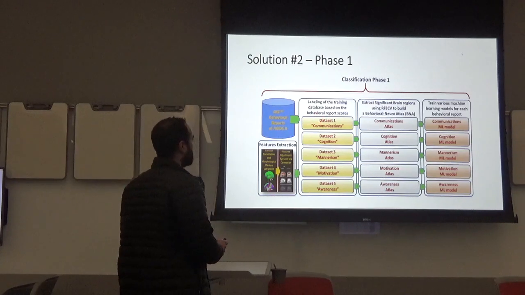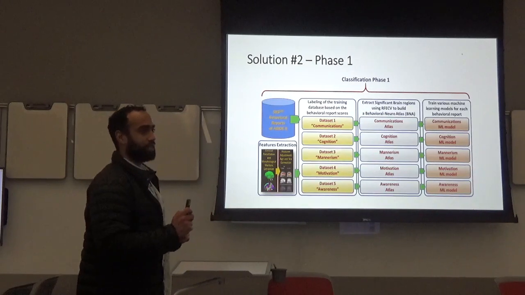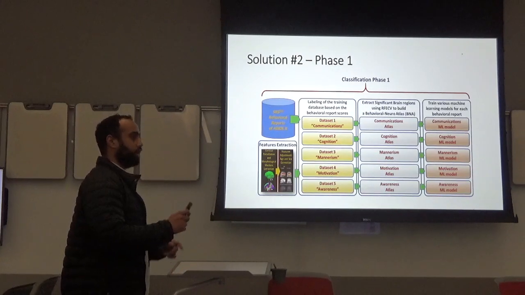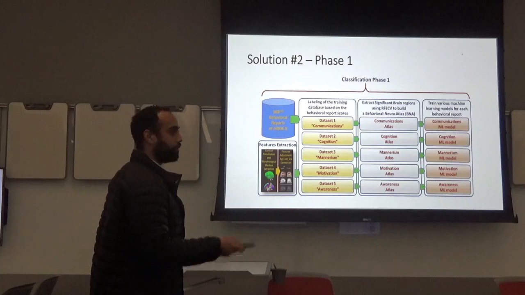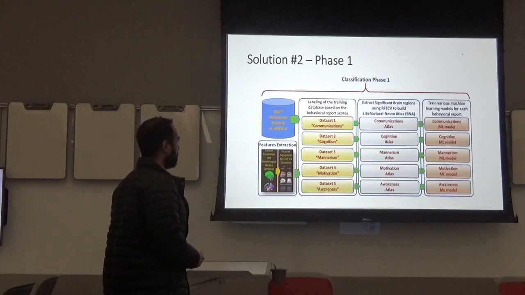And now we split the data set into different data sets. And this is the local. The first time we said local sites, they were demography: the data set coming from Ohio, the data set coming from New York. Now we have a data set defining communication, we have a data set that defines cognition, and so on.